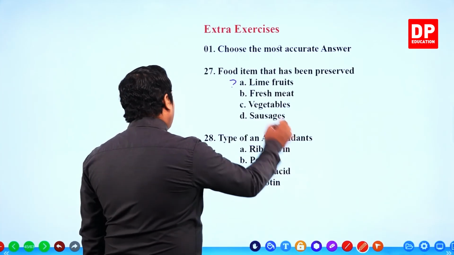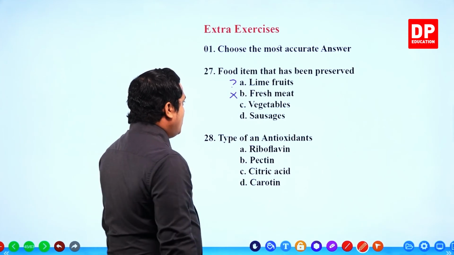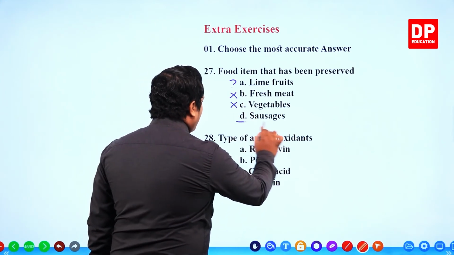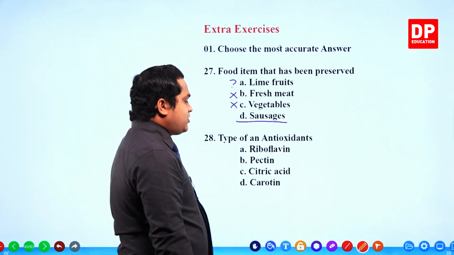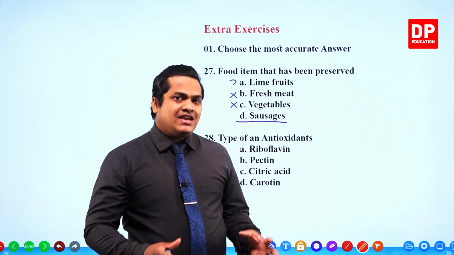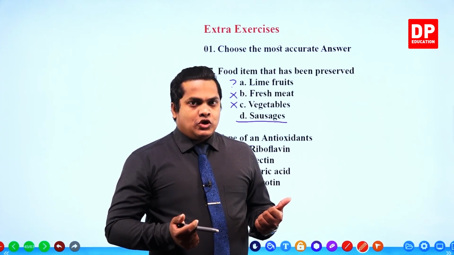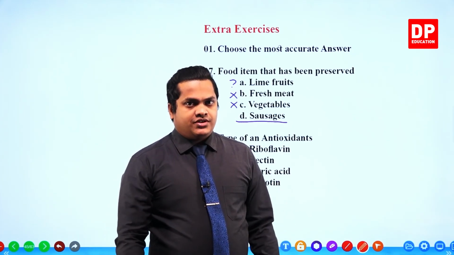Fresh meat, absolutely not being preserved. Vegetables, once again the same, not being preserved. However, sausages, if you take a sausage, it's a pre-cooked, preserved food item. So therefore our answer should be sausages.